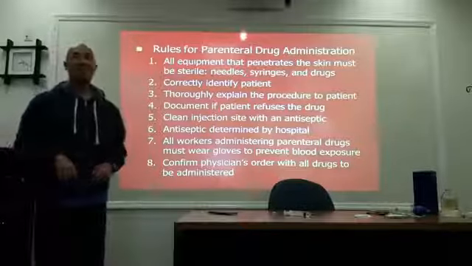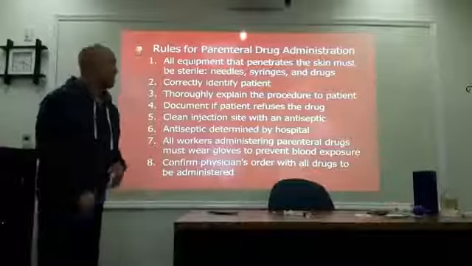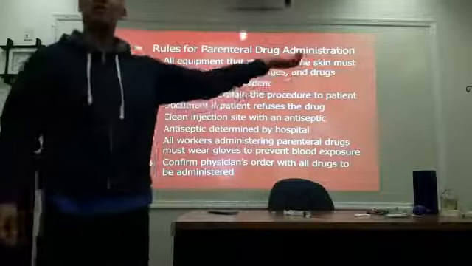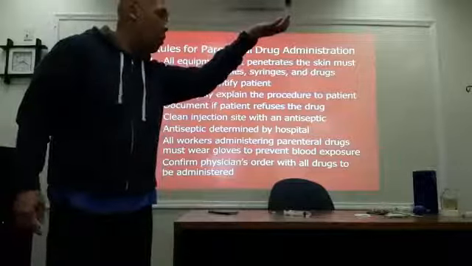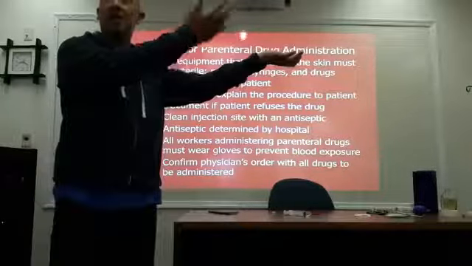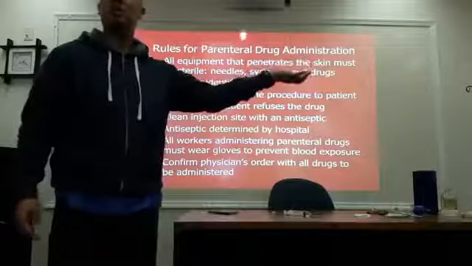I see phlebotomists doing that all the time, and I'm like, come on, you're not cleaning it. Once you go in a circular motion, you let it air dry. You don't blow on it. You don't fan it. Just let it air dry naturally.